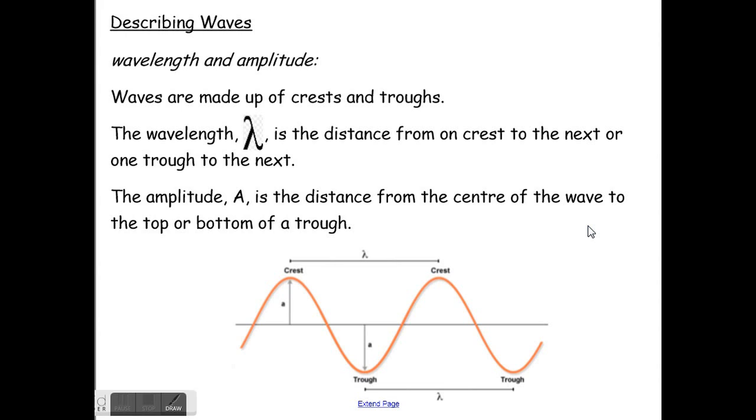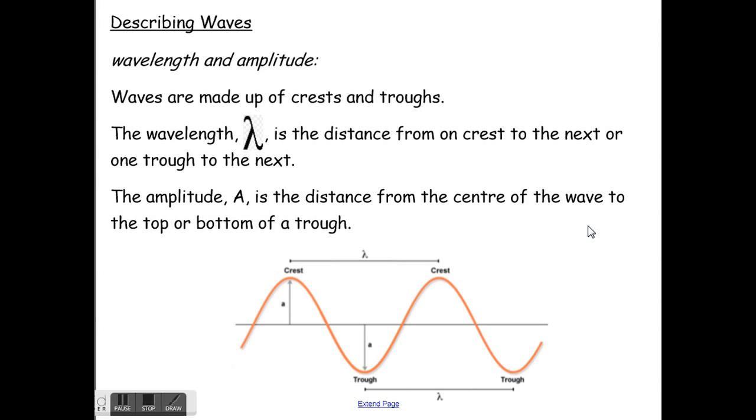So this is our first section, 14.1, on just describing waves. First I'm going to talk about wavelength and amplitude, which I already mentioned earlier. Waves are made up of crests and troughs, crests at the top, troughs at the bottom. The wavelength, lambda, is the distance from one crest to the next, or from one trough to the next. So enough to get one full wave, or one full cycle.